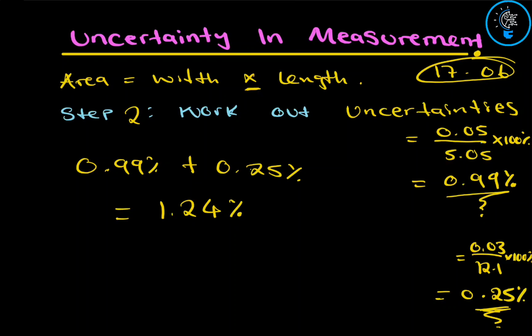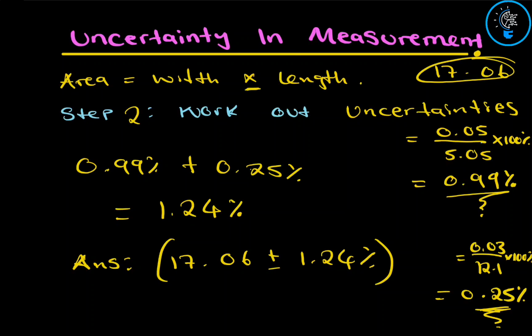So your answer can be written this way: 17.06 plus or minus 1.24%. Don't forget to include the units. So the units were centimeters, I guess. So you include the units as well. So that's how you can write your answer. But there is a better way of writing your answer.